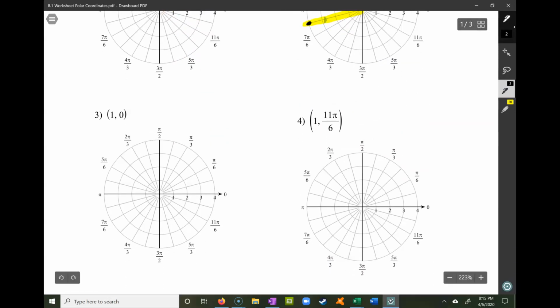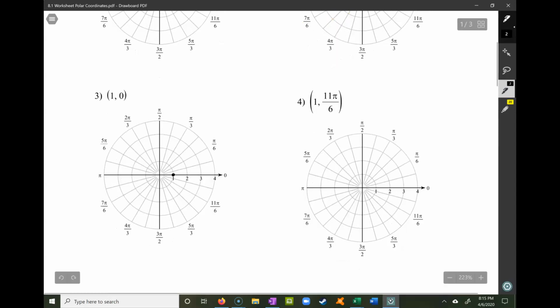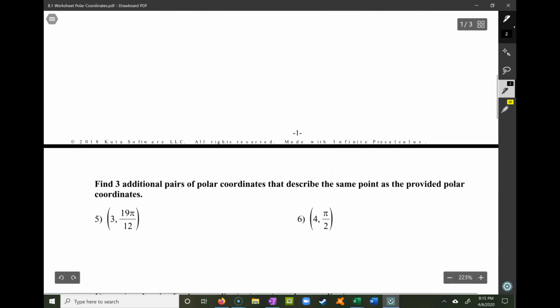Okay, here's an easy one, 1, comma 0. That means that I'm turning 0 degrees, or 0 radians, and I'm going out 1. So that would just put me right there, because I didn't leave the positive x-axis. Okay, so there's some ideas on that.